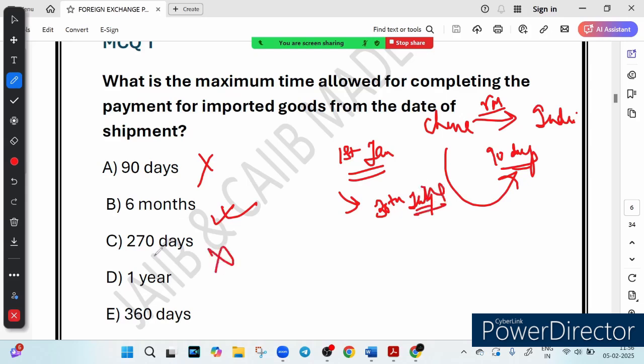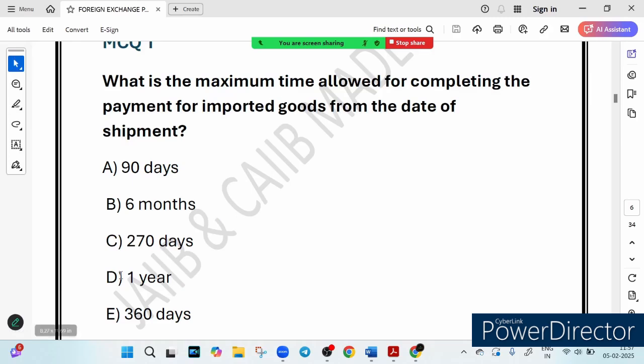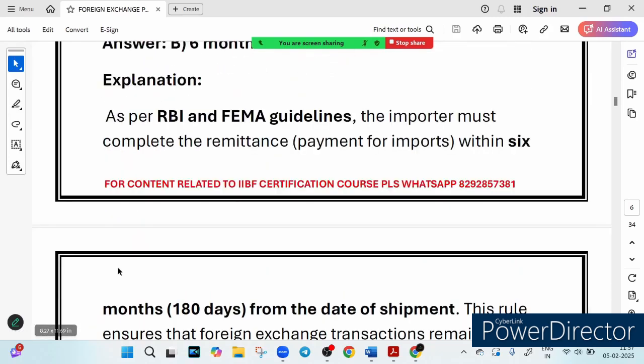270 days is not the right answer, right? And 1 year is also wrong, right? So the correct answer is option B, that is 6 months. So what we have learned is that RBI allows import payment to be completed within 6 months, right? That is what we have learned from this particular question. Quite easy to understand. Let's move to the next question.